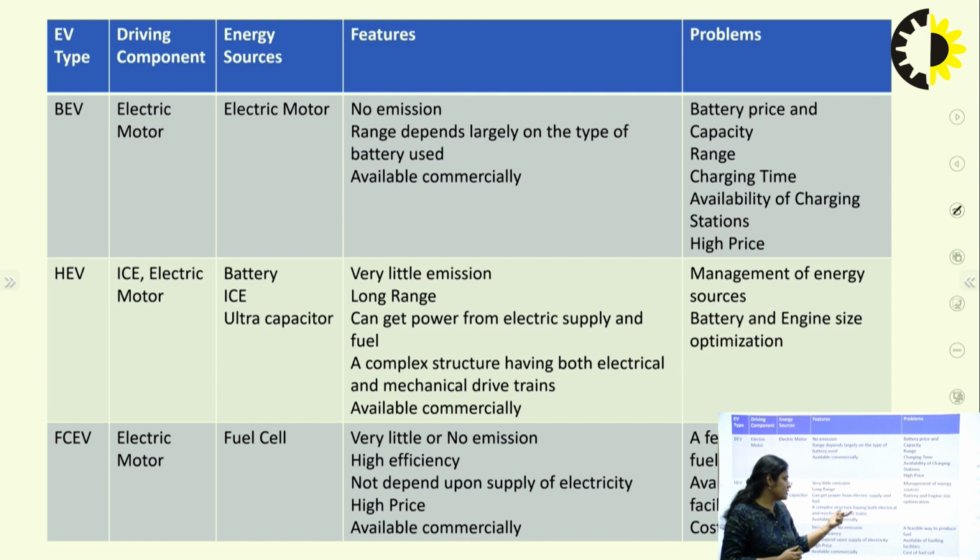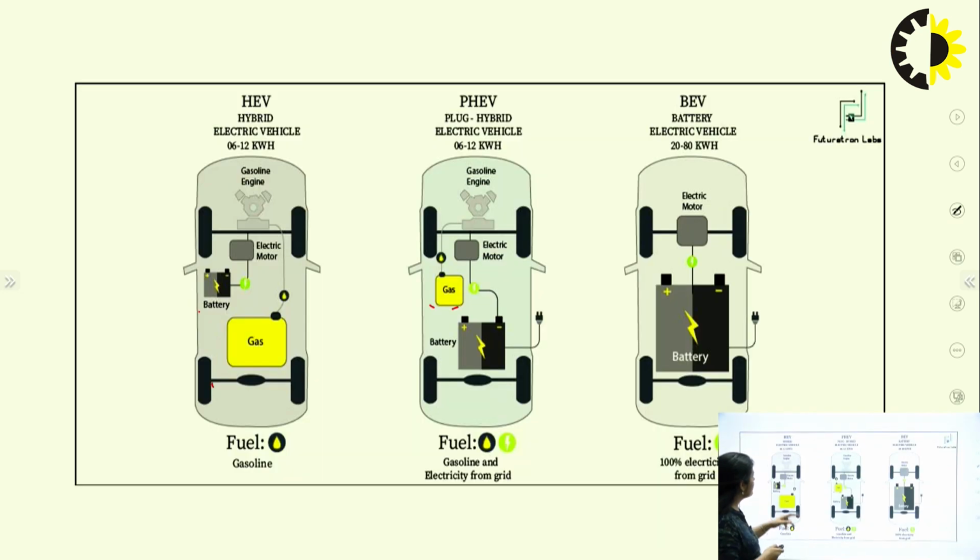It has a complex structure, having both an electrical and a mechanical drivetrain, because it has both the electric motor and the IC engine. So, the architecture is a bit complicated, right. And the problem is how to manage the energy sources between the battery and the IC engine, and engine size optimization. Because in this you can see it has the battery and the IC engine, and both are responsible for providing power to the transmission system.